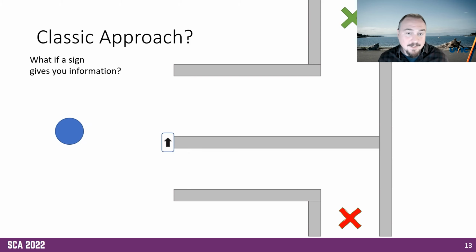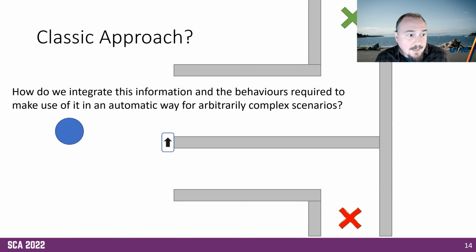What do we do, though, in this classic approach if we encounter a sign, and how do we see that information? And what do we just do with it generally? How do we take all of this information, signage, environment design, and so on, and integrate it in a way that the information is useful and these behaviors make use of that information in some automatic way? So if I have some arbitrarily complex scenario, I'm able to follow that information in a way that's reasonable.